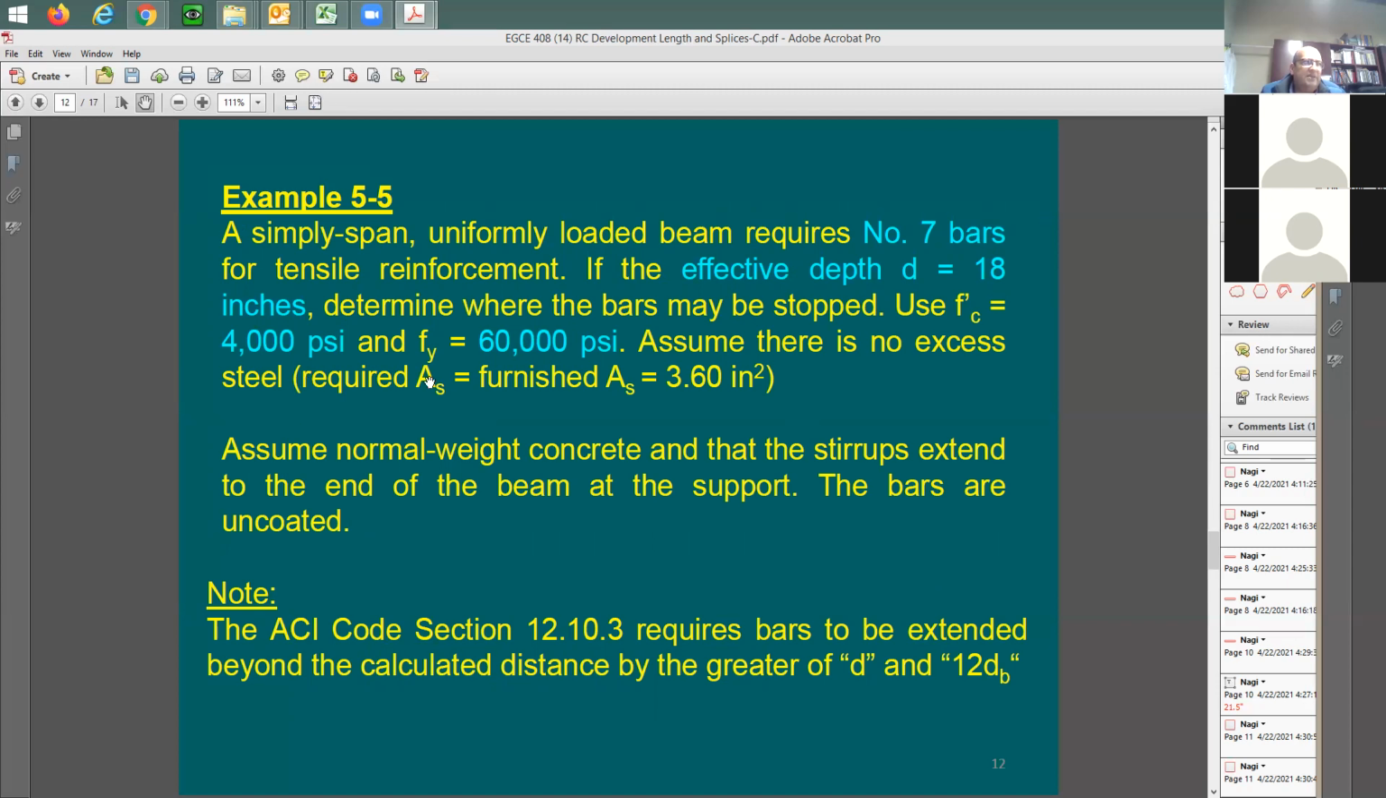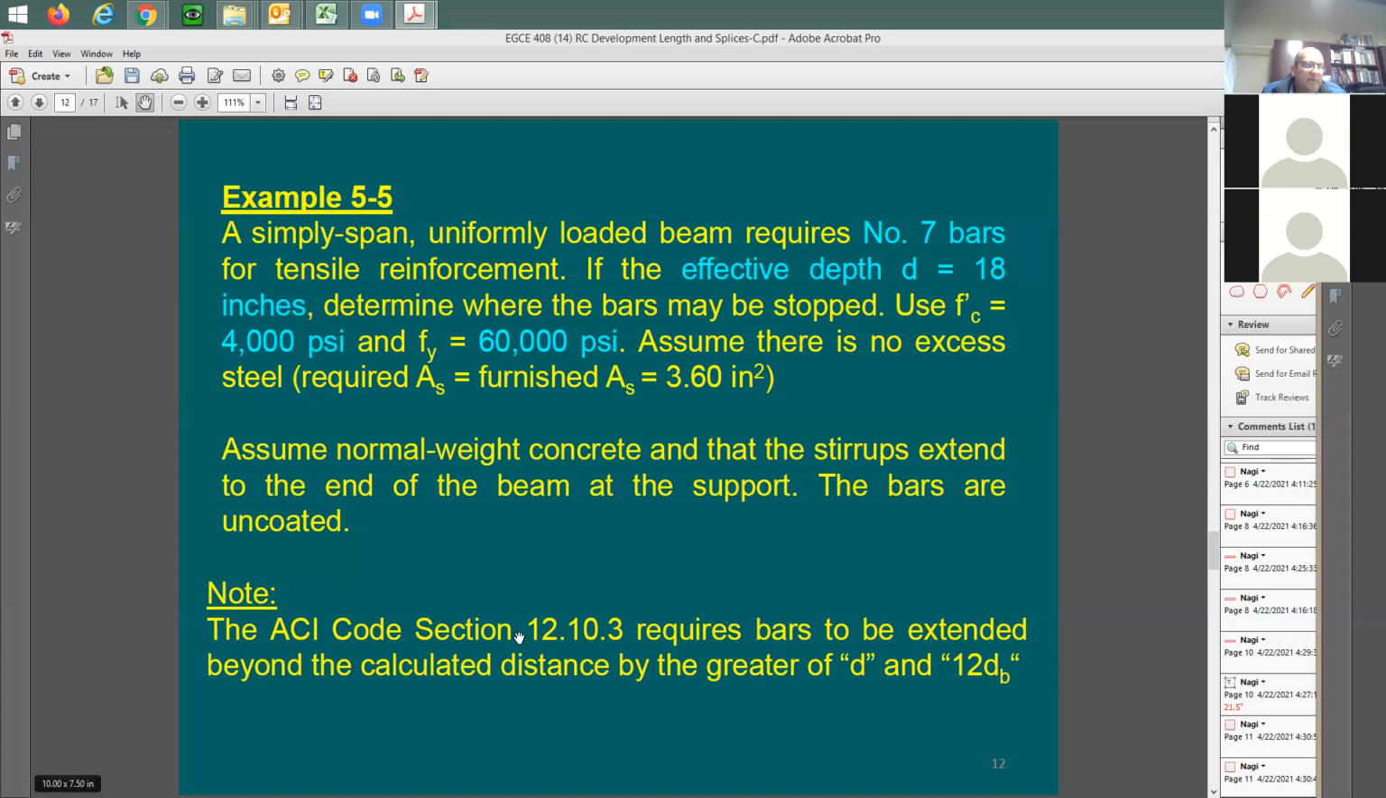And it says here As required is going to be the same as As provided, or furnished, which is 3.6, which means I don't have any reduction factor here because the required is not less than what is provided in the rebars. Assume normal weight concrete. The stirrups extend to the end of the beam at the support. I guess you know the reason for this, right? Because if the stirrups go through the support, you can have some reduction factors. The bars are uncoated, conventional rebars.